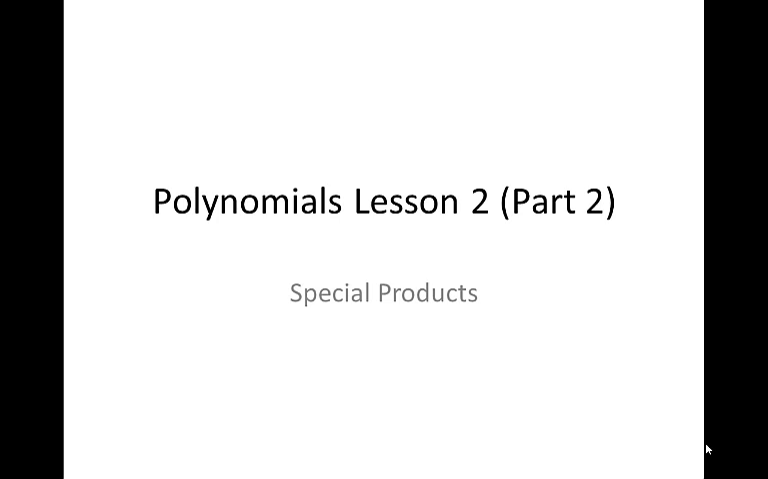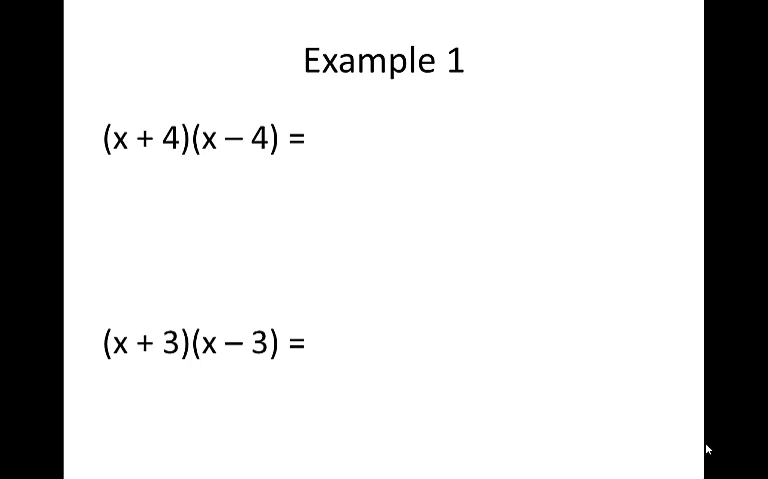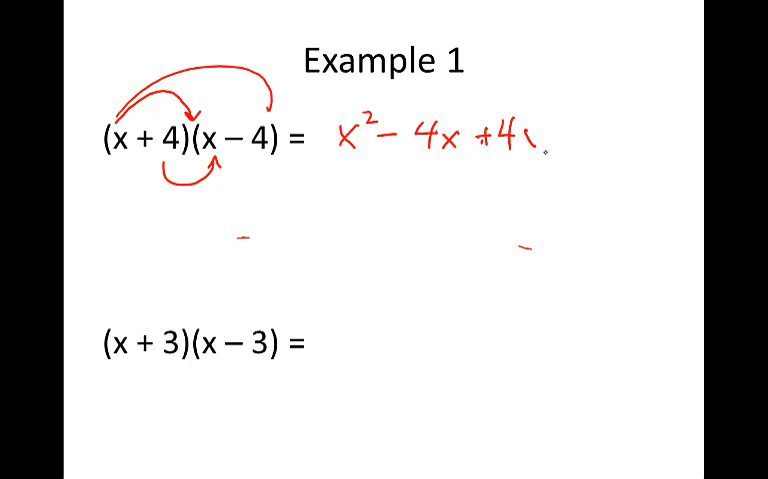Okay, this is Polynomials Lesson 2 Part 2, Special Products. Example 1, so x plus 4 times x minus 4. We're just going to multiply this out the way we've always done. x times x is x squared, and then x times negative 4 is negative 4x, and then 4 times x would be a plus 4x. And then 4 times negative 4 would be a minus 16.